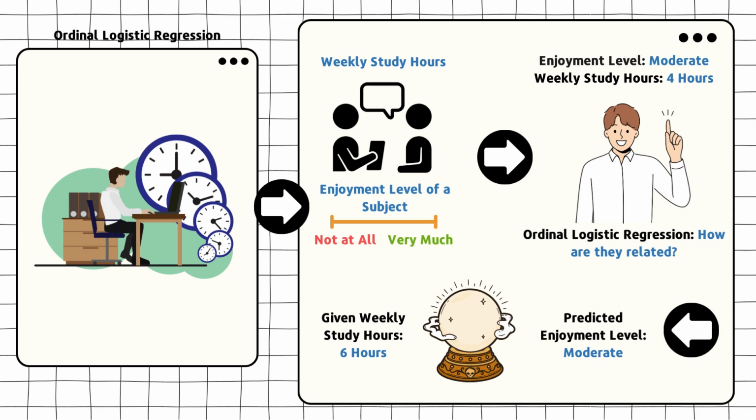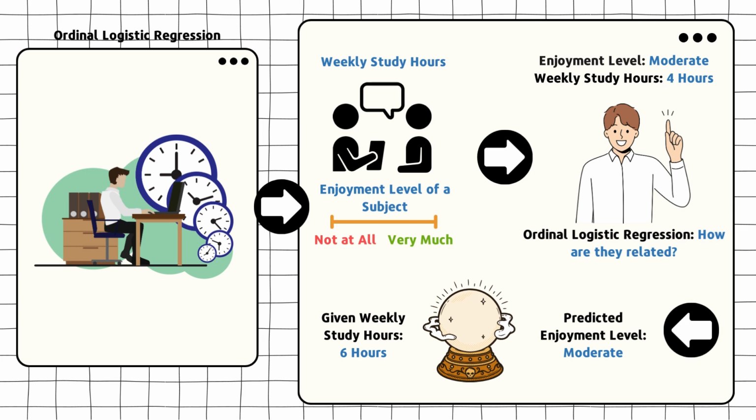This process is called data collection. After gathering the data, you represent each student's enjoyment level and study hours as data points, the enjoyment level being your dependent variable and the weekly study hours being the independent variable. For instance, one student might rate their enjoyment level as moderate and study 4 hours per week. Using this data, you train the ordinal regression model, which learns how study hours relate to enjoyment level, considering the natural ordering of enjoyment levels.